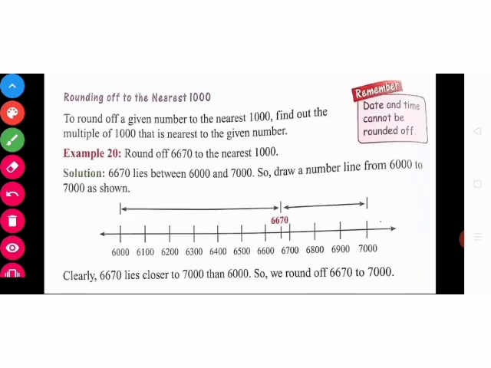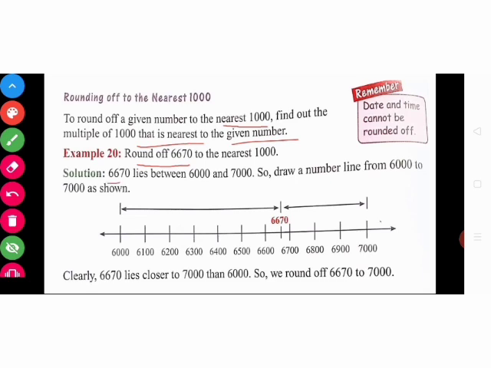And then next, rounding off to the nearest 1000. To round off a given number to the nearest 1000, find out the multiple of 1000 that is nearest to the given number. Look at the example. Round off 6670 to the nearest 1000.